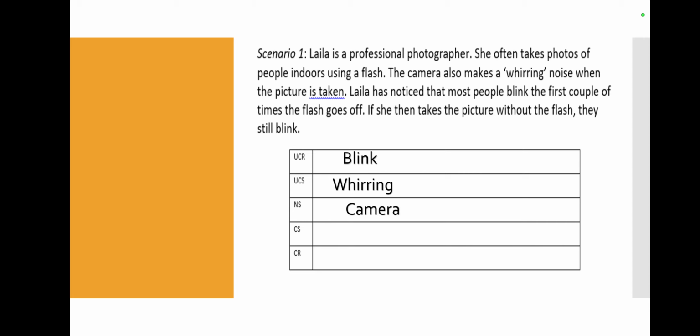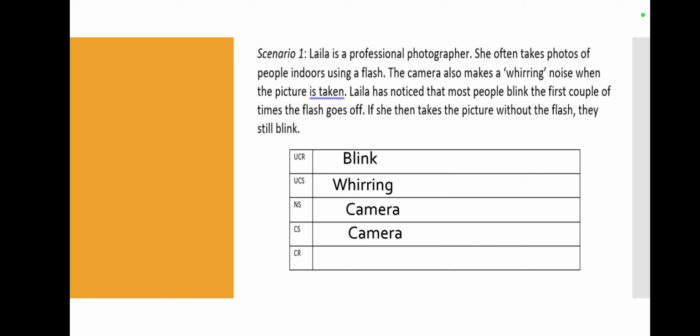The neutral stimulus is the camera. So the camera, in this instance, creates no response in the audience to begin with, all right? But then that camera goes on to become the conditioned stimulus, because it says here that by the time the conditioning process is over, i.e. she's taken numerous photographs, they are blinking just in the presence of the camera.